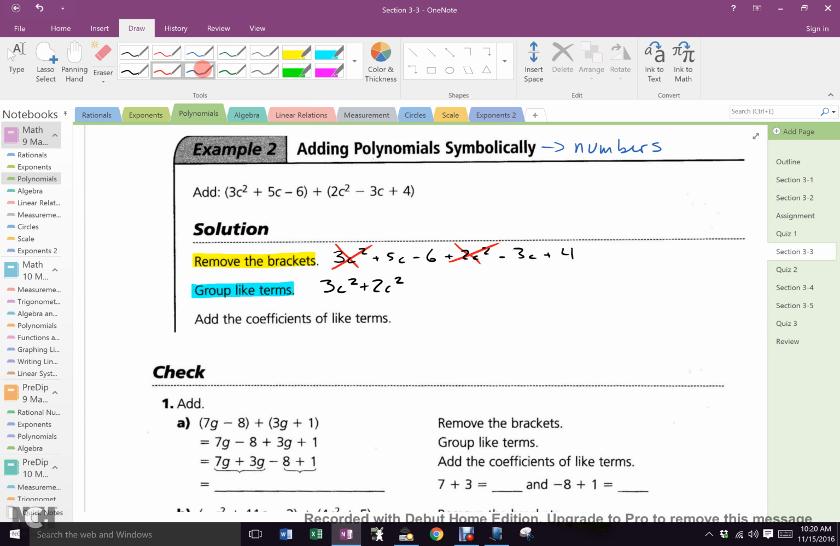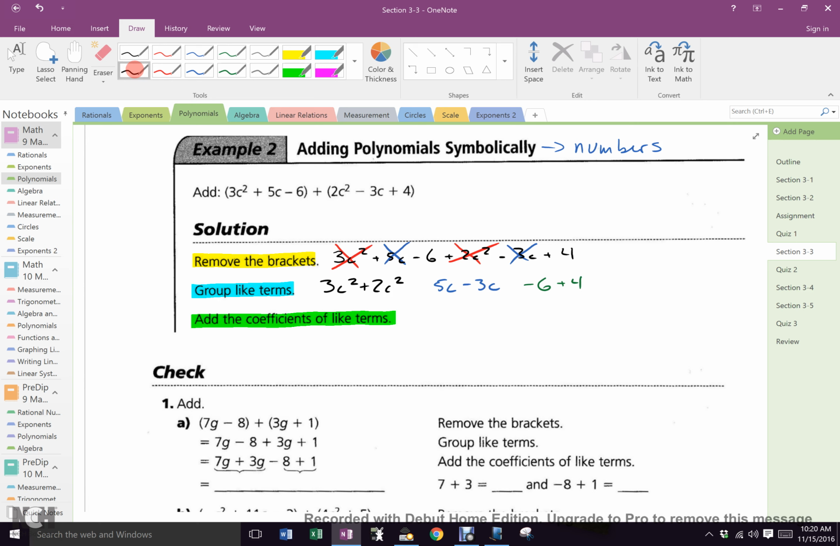What's the next thing I see? 5c. So now I'm looking for what? Other c's. Do they exist? Where? Negative 3c. And then I cross them out. And then what am I looking for? Just the numbers. Negative 6. And do I see another number? Yeah. Plus 4. And then all I do is I add it up like I was in grade 3.